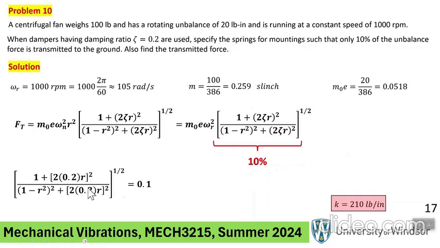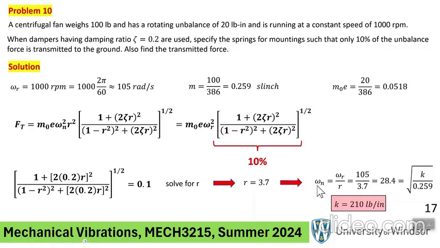Okay? So it's an equation, not a nice clean one. You can put it in MathCAD or MATLAB or something like that, and you get the value of R. And once you have R, you know omega R, right? So write down omega n is omega R over R. Omega R we calculated, just right here. And R we just calculated, magically calculated. And that will give you the value of K, which is 210 pound per inch.